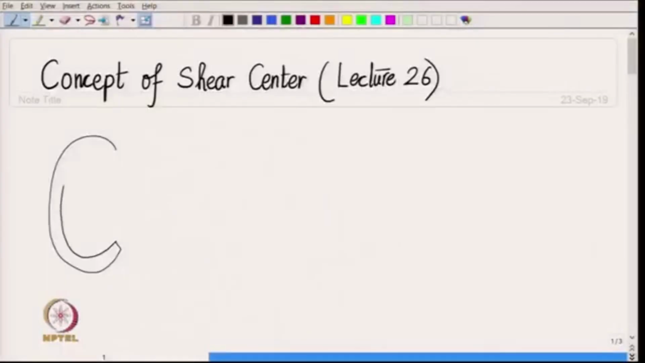Hello everyone, welcome to lecture 26, and in this lecture we are going to discuss a very interesting concept of shear center. So, in the last class we found out how shear stress varies in the cross section. So, let us think we have an arbitrary cross section and suppose that it is thin and open.